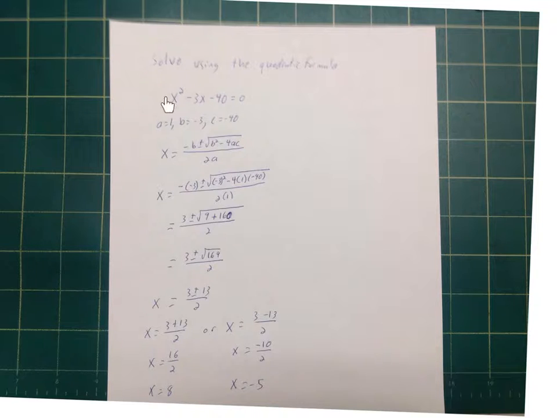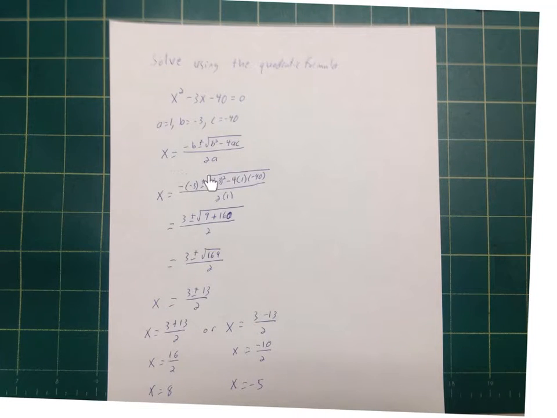You want to solve this equation using the quadratic formula. First thing you need is it in standard form, which means 0 on one side, everything else on the other, and it was given in that form. Then you want to identify A, B, and C. A's the coefficient of the squared term, which is 1, B's the coefficient of the linear term, which is -3, and the constant's -40.